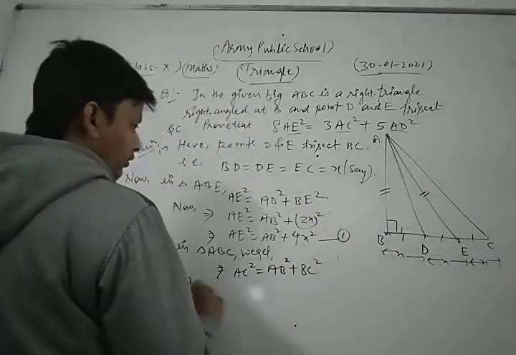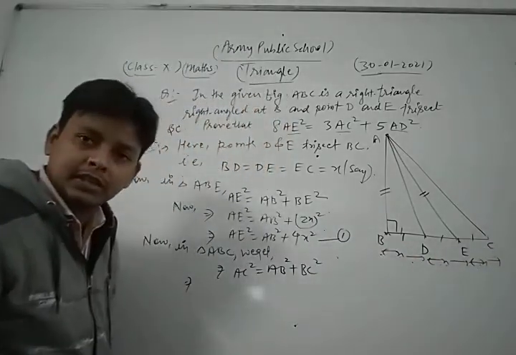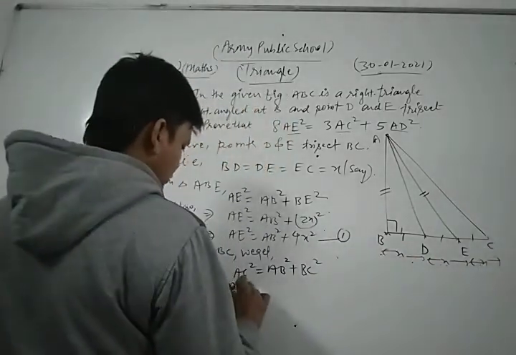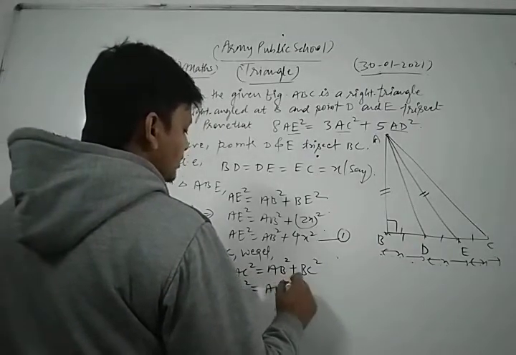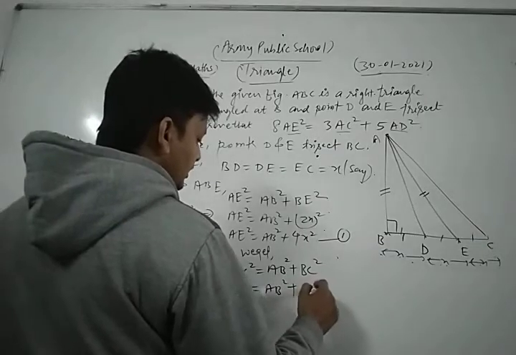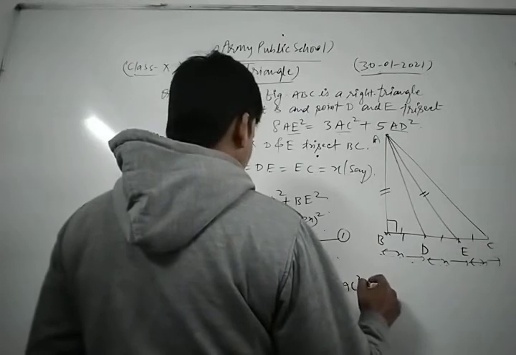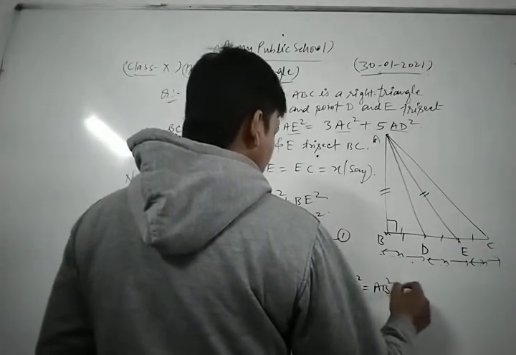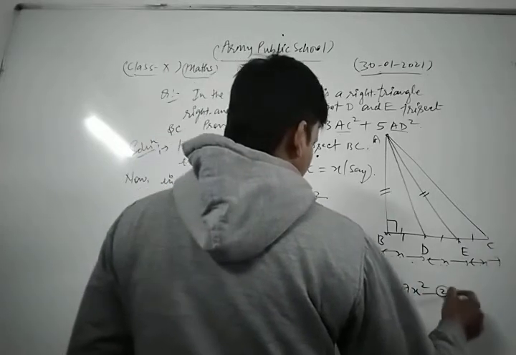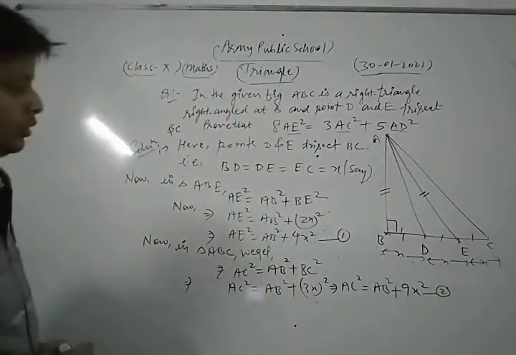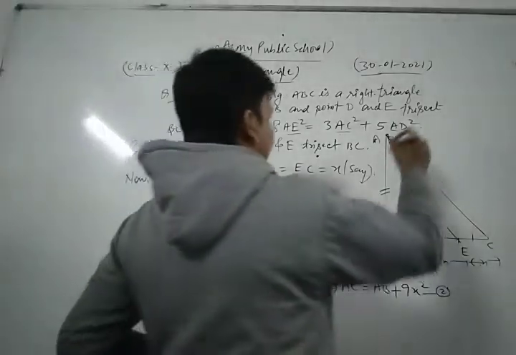Now the value of BC is X plus X plus X, that is 3X. So we put AC square is equal to AB square, we write it as it is, plus BC square, which is 3X whole square. So now we get AC square is equal to AB square plus 9X square. Equation number 2. Now we also find AD square.